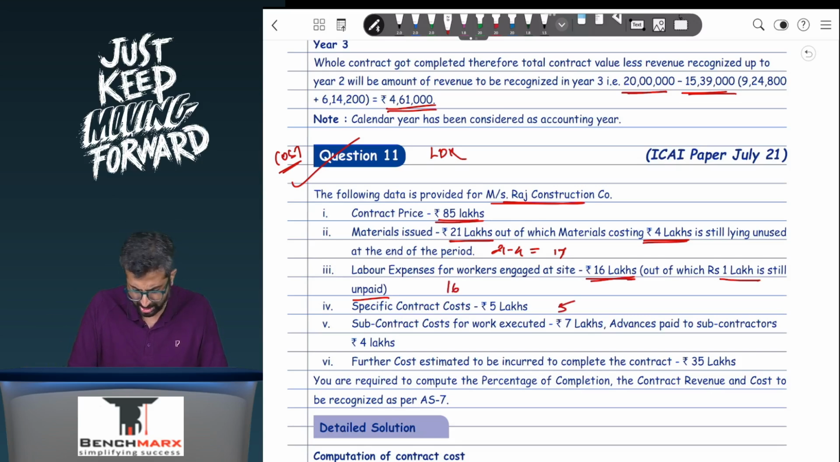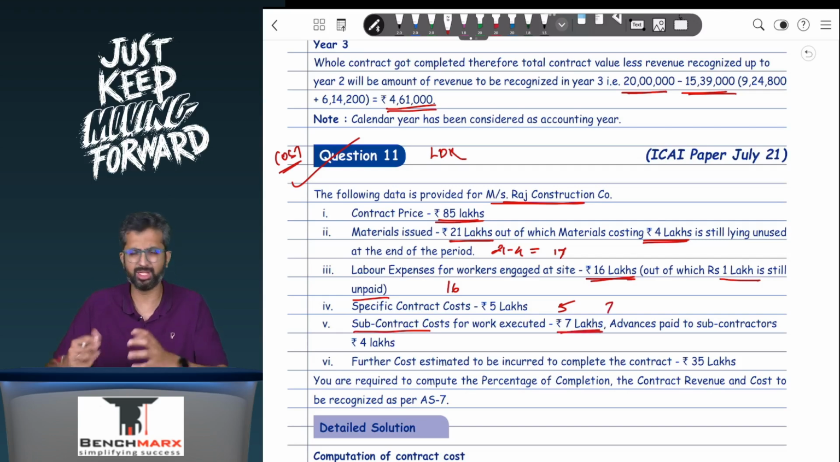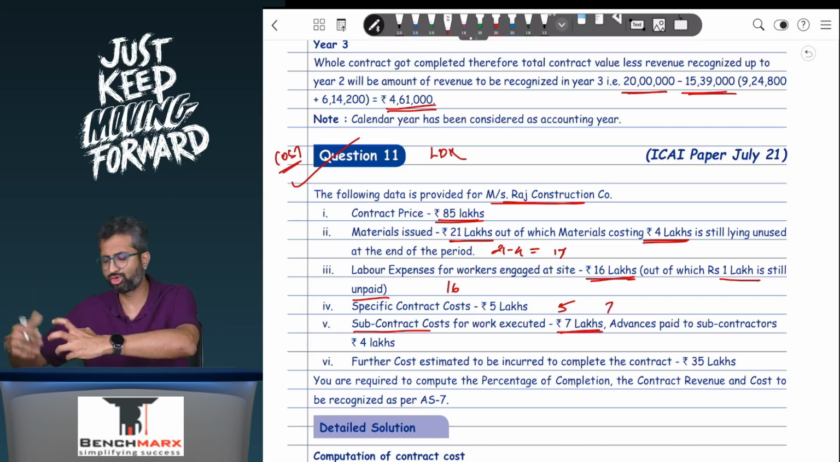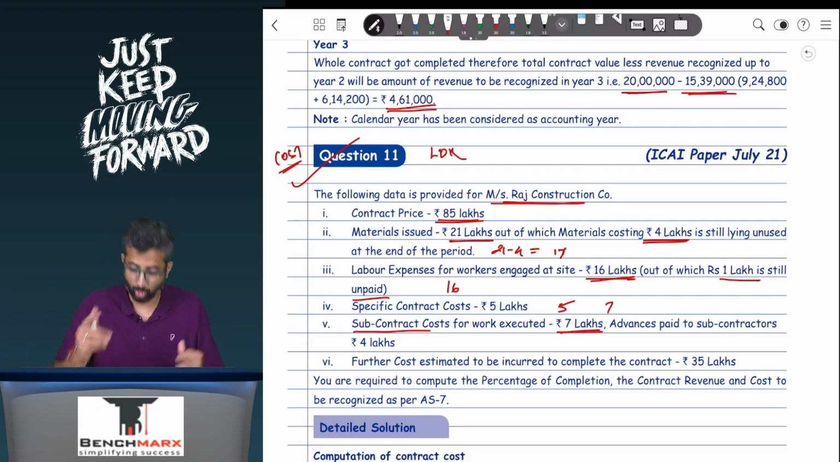Specific contract cost directly attributable you will take. Subcontracting cost is 7 lakhs. This also you will take. Subcontracting means you have appointed an agent to do some of the work. He has done work of 7 lakhs. Advance paid to them is 4 lakhs. Again, this does not matter whether you paid 4, 40, or 0. Work done is to the extent of 7 lakhs. Further cost estimated to be incurred to complete the contract is 35 lakhs.